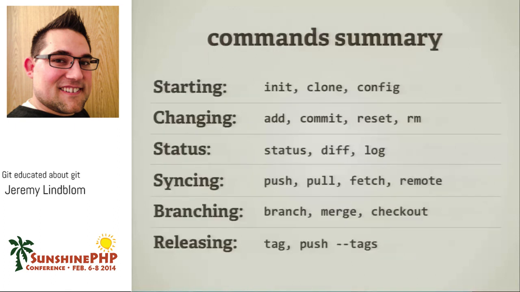Just to summarize the commands there, I kind of split them up into different groups. So for starting a repository: init, clone, config. For making changes, use add, commit, reset, remove. Checking the status: diff, log, and so on and so on. These are kind of how I logically separate them anyway. I don't know if that's helpful to you or not, but that's just how I think of them.